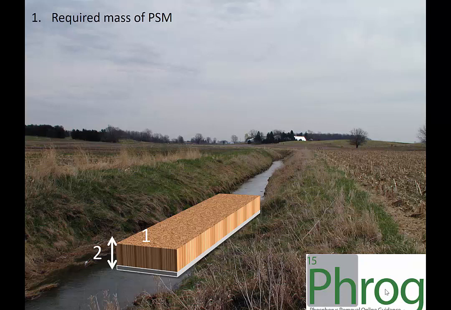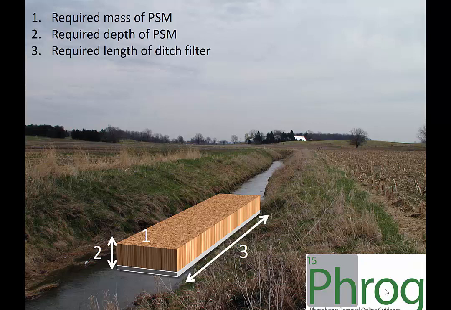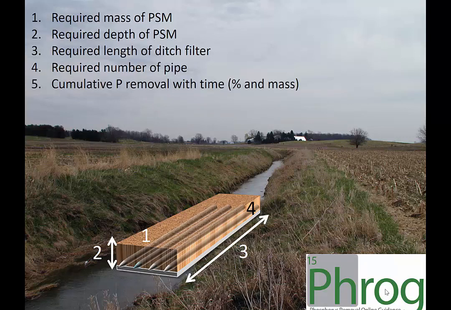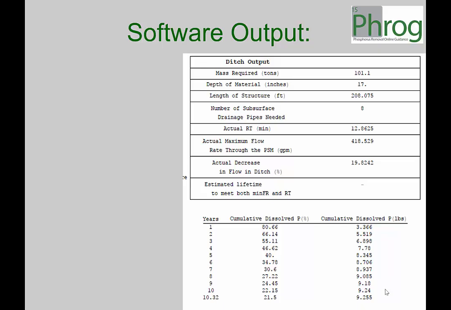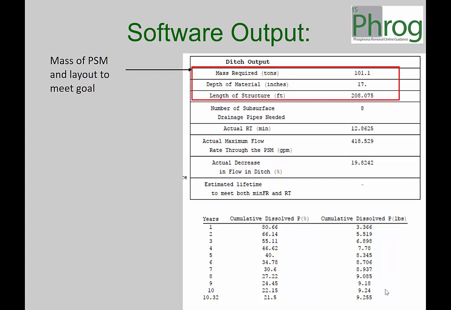The outputs are: required mass of PSM, required depth of the PSM, required length, number of pipes, cumulative removal with time, maximum flow rate, actual retention time, percent loss in ditch flow capacity. Here's the output. For this particular scenario, it's going to take 100 tons of that specific slag at 17 inches deep, spread out over around 200 feet long. We're going to need 8 of our drainage pipe. It's 4-inch diameter, as we specified. Need 8 of them.